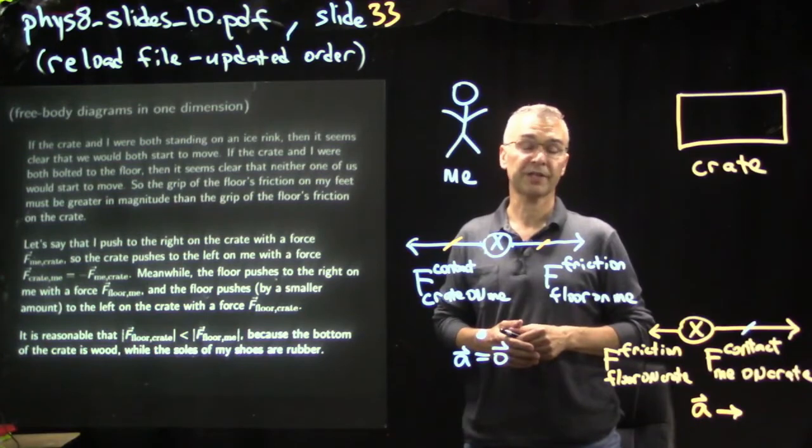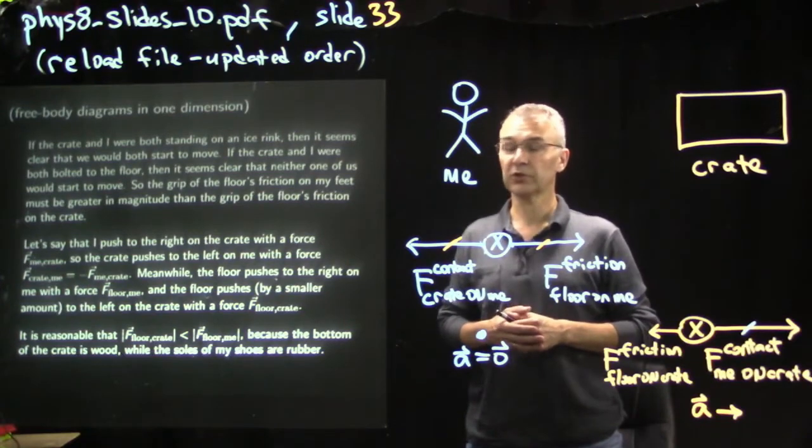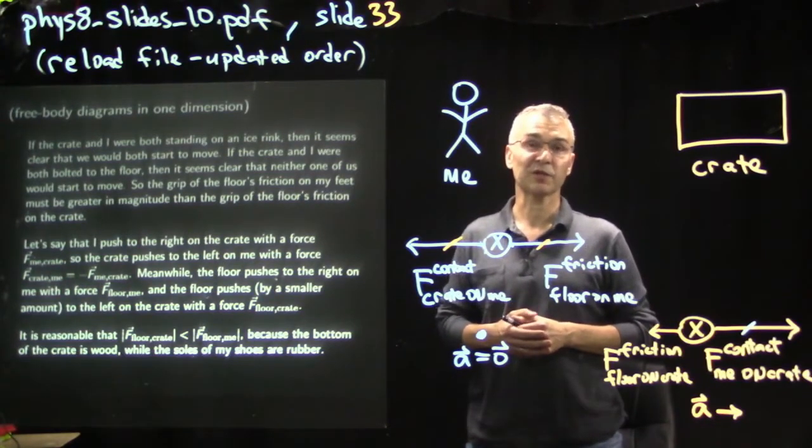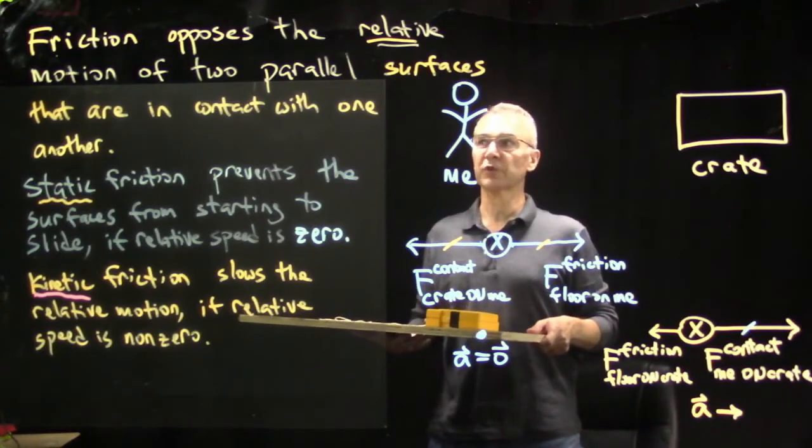Okay, so we're going to have somehow a stronger frictional contact between rubber and the floor than we have between wood and the floor. And we'll try to quantify that in a moment. So we should try to define friction a little bit more carefully.